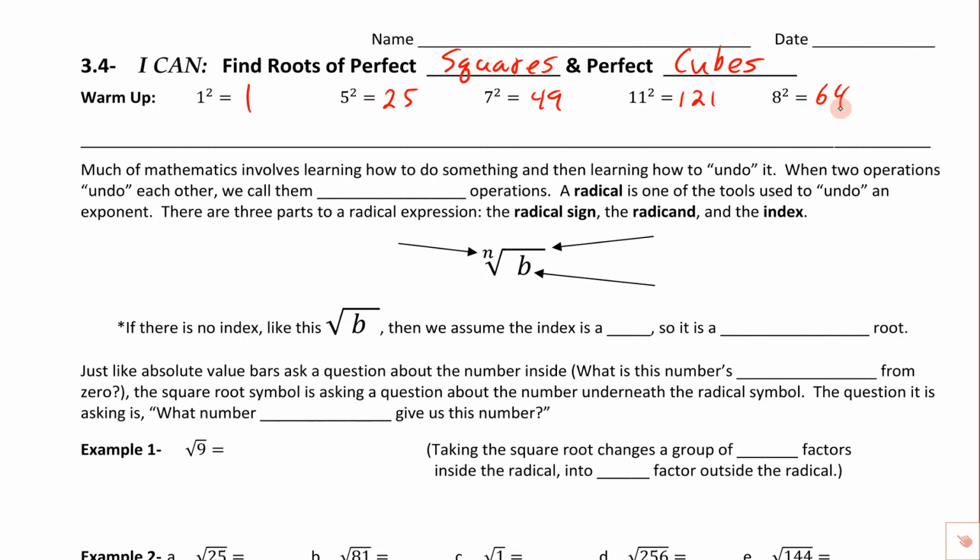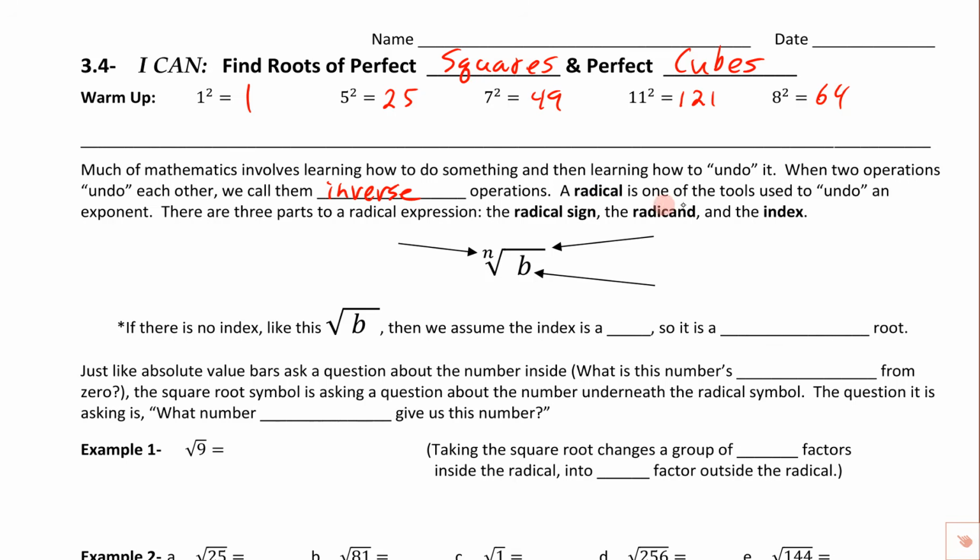Now, a lot of what we do in math comes down to this. We learn how to do something, and then we learn how to undo it. We do it forwards, and then we go backwards. Like we learn how to add, and then we learn how to subtract. We learn how to multiply, then we learn how to divide. Now, when two operations undo each other, then they have a special name. We call those inverse operations. So inverse operations are operations that undo each other.